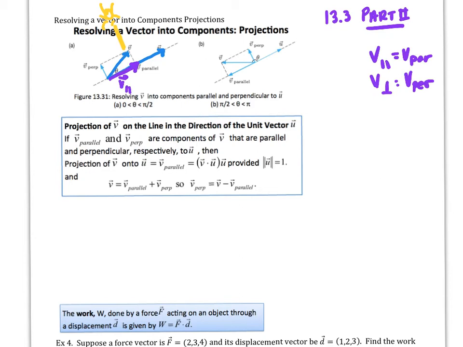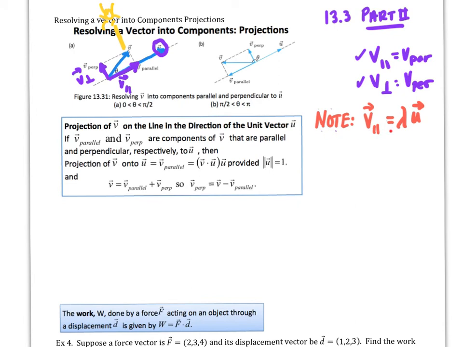This is probably bad, but I'm going to use this for V parallel and this for V perpendicular, because I don't like writing out all that stuff. So that's what we're going to end up with. If I graph this one right here, this one would be my V perpendicular. When they say that, all they're trying to say is, it's parallel to what? Well, it's parallel to U. So when they say V parallel, that's going to be parallel to whatever I'm projecting onto.